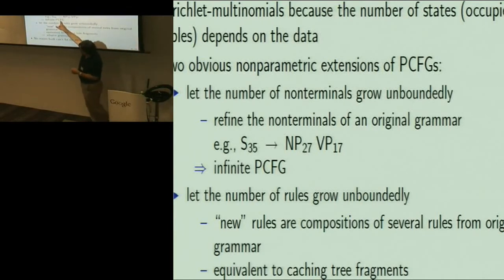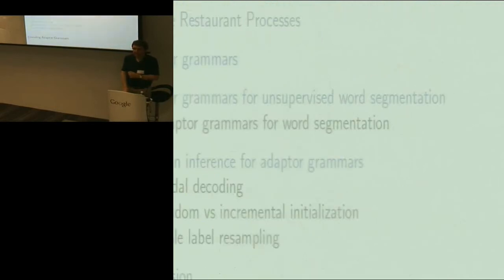In fact, this is what's been called the infinite PCFG. This is essentially saying that the number of non-terminals can grow unboundedly. Another way of doing it is to let the number of rules grow unboundedly. So we'll say that new rules are compositions of several rules from the original grammar. That winds up saying that we're going to cache entire tree fragments. We're going to wind up learning probabilities not just of rules, but of entire tree fragments. And that's what I'll call adaptor grammars down here. And the two ideas are quite compatible. You could, in principle, do both, although as far as I know, nobody has.